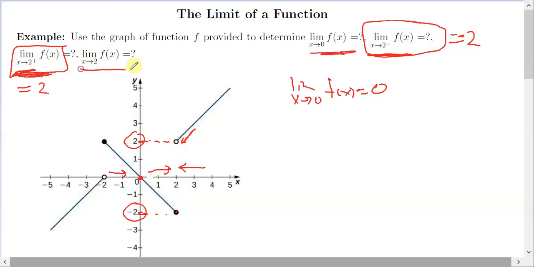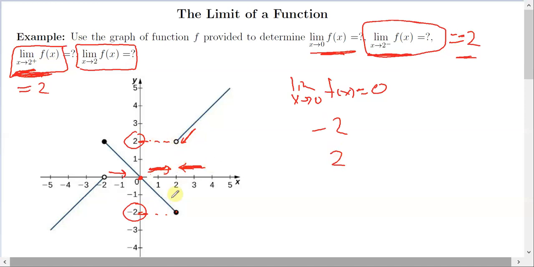Well, now we're trying to put it together to say, what is my actual limit as x approaches 2? This one uses both sets of arrows. I'm coming from this side, I'm coming from this side, and the question is, what's the value of the limit? So here are my options. I came up with negative 2, so maybe I've got negative 2. I came up with 2, so maybe the answer is 2.